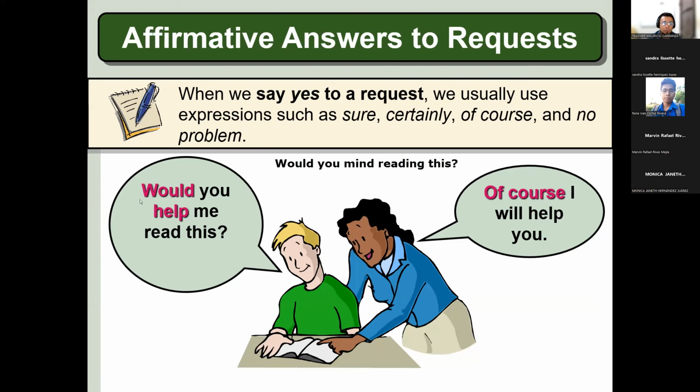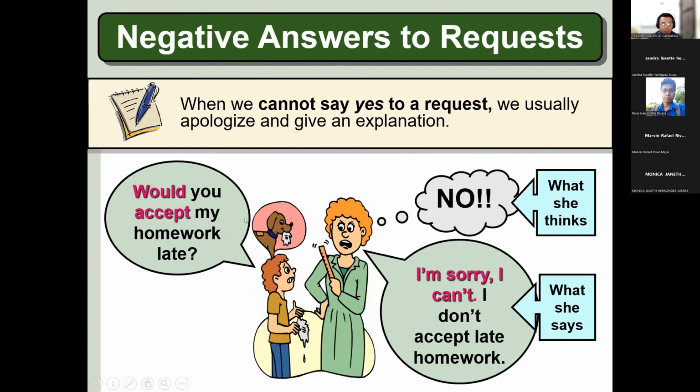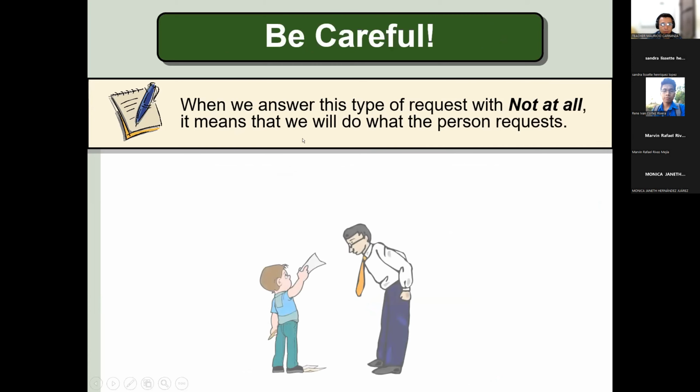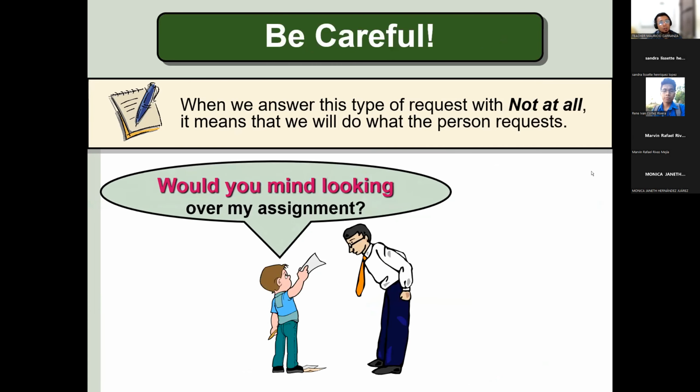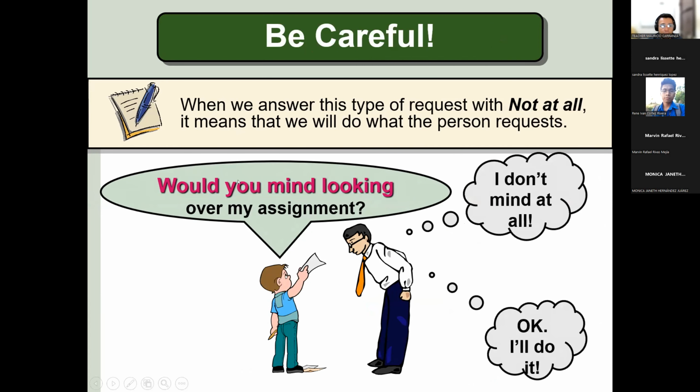¿Te importaría leer esto? La respuesta podría ser, of course, certainly, yes, sure. But don't forget to use the gerund. Si ocupan would you mind, hay que ocupar el verbo en ing, right? That's basically the difference. And okay, when we answer this type of requests, not at all, it means that we will do that for the person, right? Usualmente decimos not at all porque es una pregunta con un sentido como negativo. ¿Te importaría? Entonces, no, not at all, right? No hay problema. Es como decir, no, no hay problema.